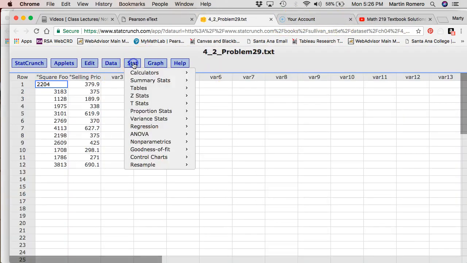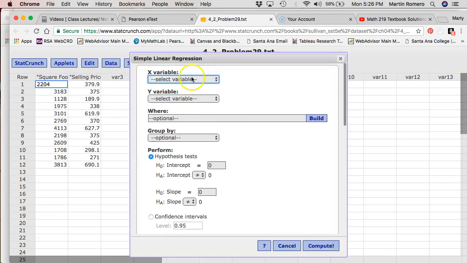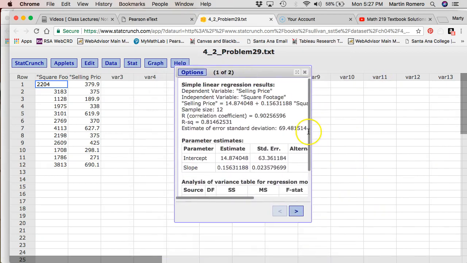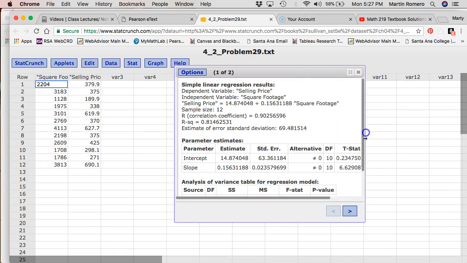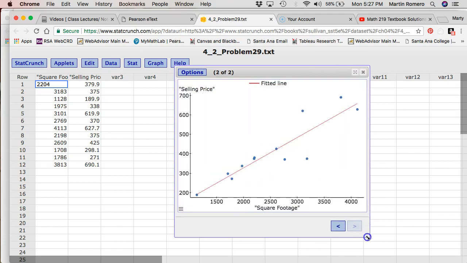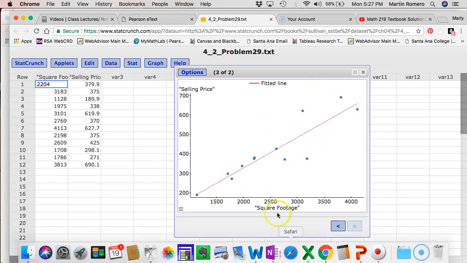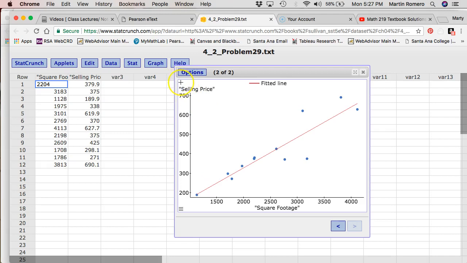And so we're going to go ahead and create a scatter graph. We're going to do a simple linear regression, square footage and selling price. Let's compute. And so we look to see if there's a relationship. We'll go ahead and again look at the graph, and it does look like we have a positive association between them. And so there's our scatter diagram that we would want.